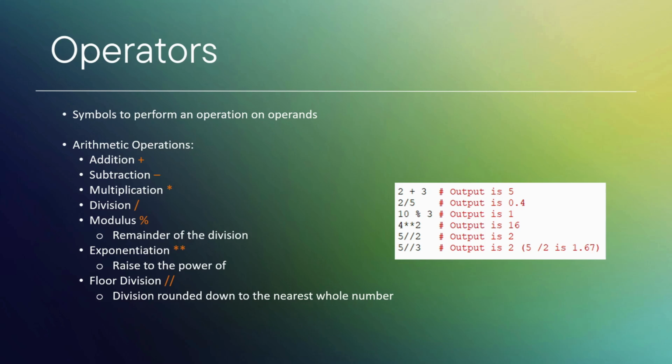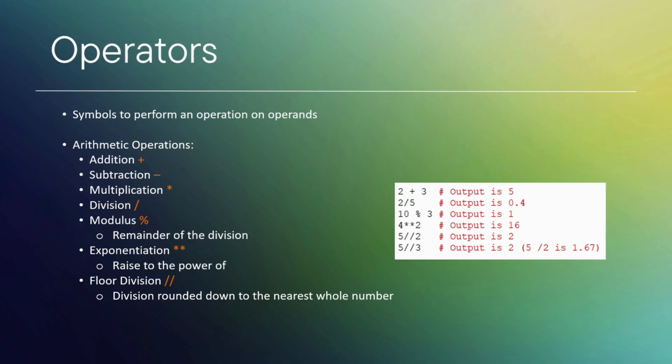Similarly, if you look at the operation underneath that one, 4 double asterisk 2, that says 4 raised to the power of 2, that is 4 squared. So this gives us a value of 16. If I say 4 double asterisk 3, that means 4 cubed, 4 raised to the power of 3, so that will be 4 multiplied by 4 multiplied by 4.